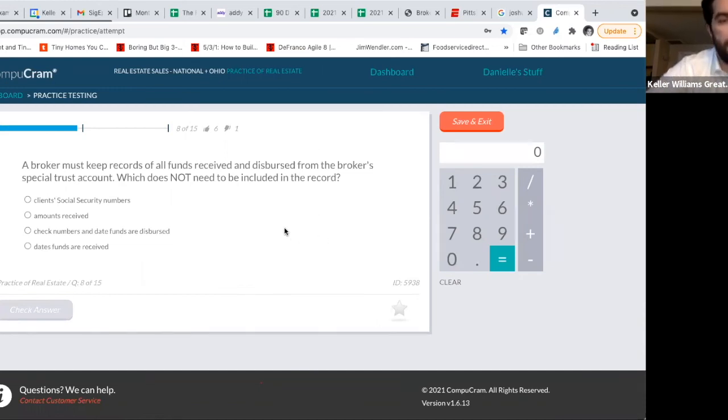All right. A broker must keep records of all funds received and dispersed from the brokerage in a special trust account, which does not need to be included in the record. A, client social security numbers. B, the amounts received. C, the check numbers and date of funds dispersed. Or D, dates funds are received. What do you not need here? What seems unnecessary for records of funds received and dispersed? Which one of these is not like the other one?